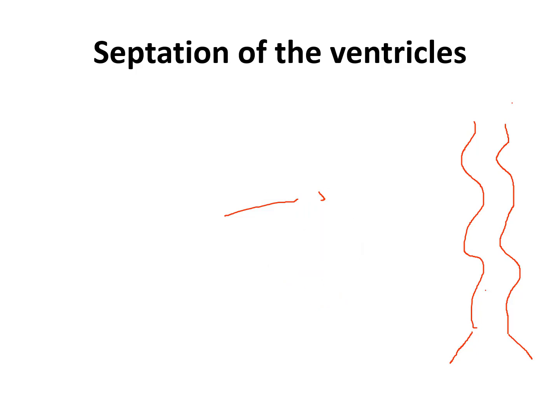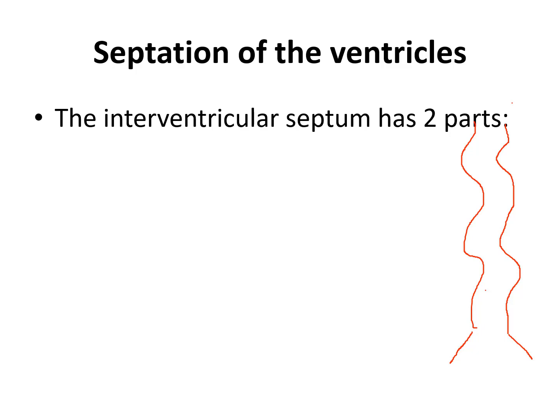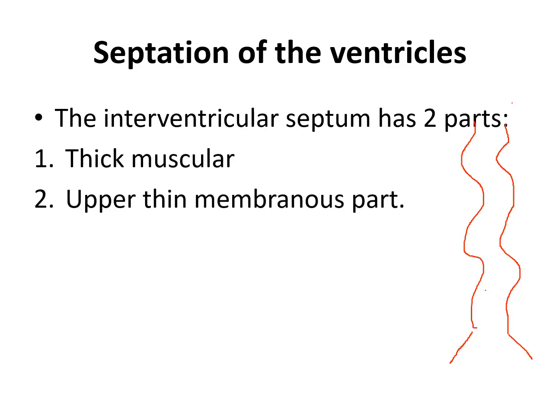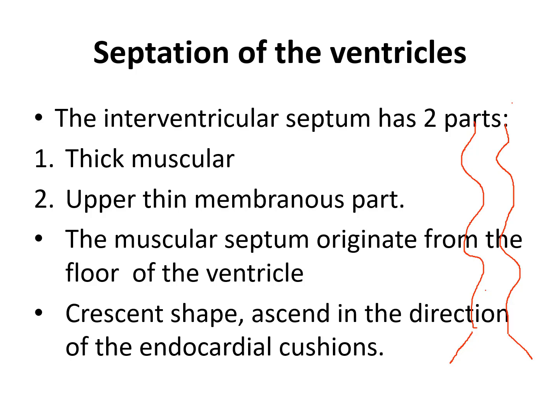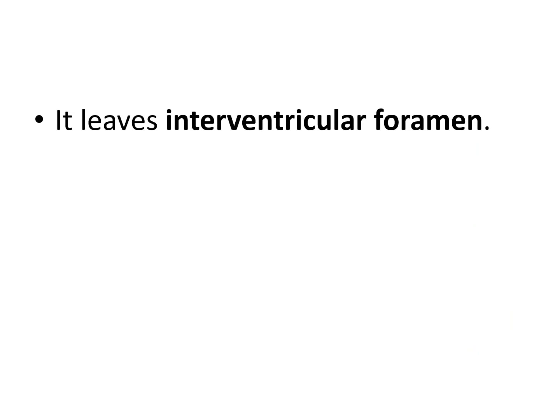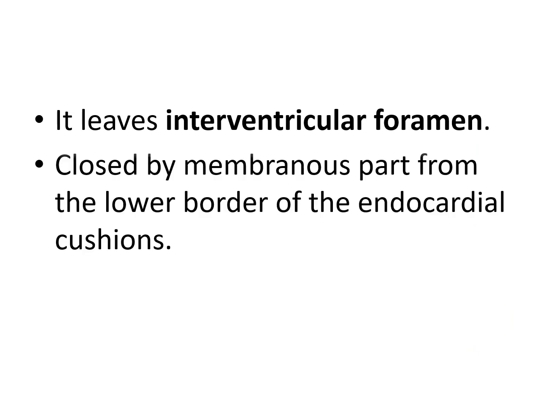Let us recap it again. The interventricular septum has a thick muscular part and an upper thin membranous part, which closes the defect. The muscular septum originates from the floor. It goes up in a crescent shape, ascending in the direction of the endocardial cushion. It leaves a small interventricular foramen above, and this is closed by the membranous part from the lower part of the endocardial cushion, which makes the membranous septum.